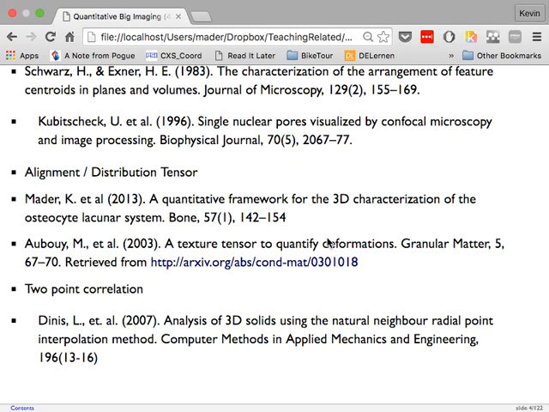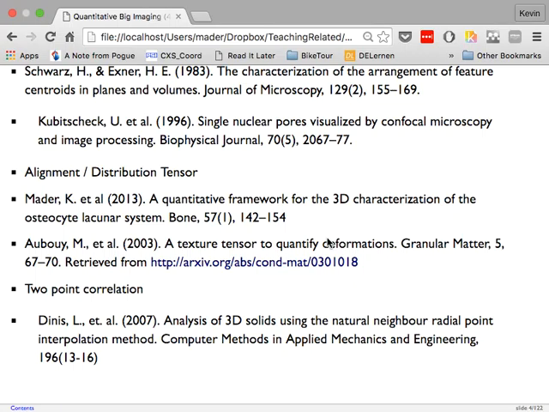Then for alignment and distribution, there are two papers that cover that fairly well. It's applied to foam and other sorts of analyses. And so you can see how this tensor can be used to actually quantify strain in materials where you don't know what the strain is beforehand, by looking at how the distribution changes before and after.